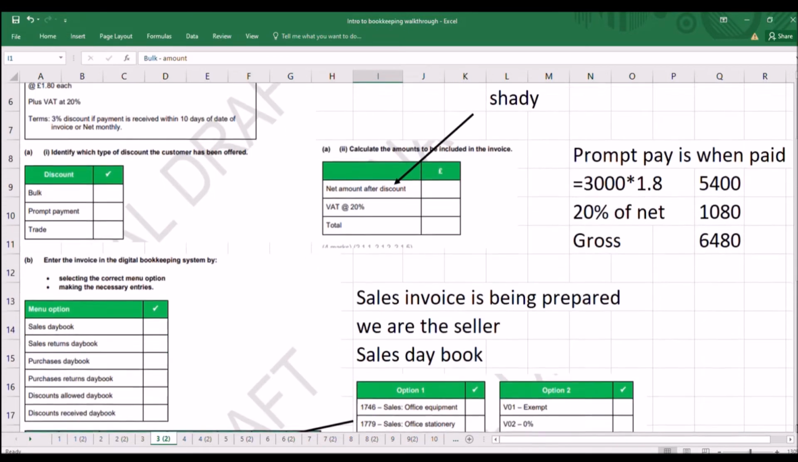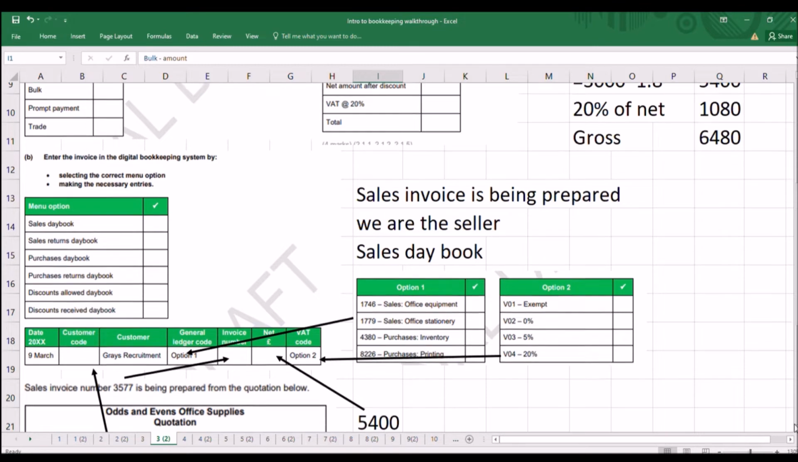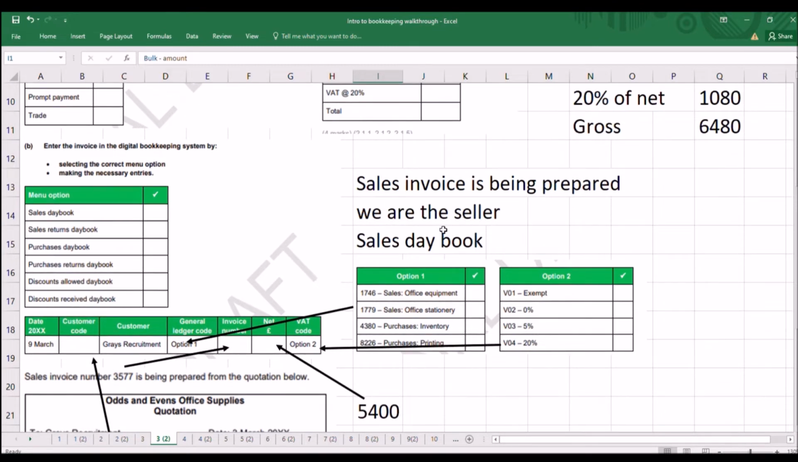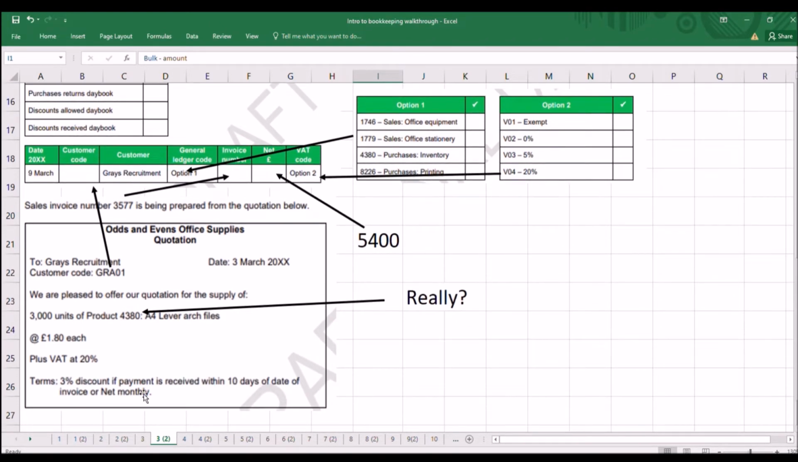Okay, next is to enter the invoice into the digital system by selecting the proper daybook. So this is a sales invoice, so we're going to the sales daybook. We're the seller, so it's going to go into the sales daybook. And then what we're going to enter: I've got the various bits of information in here. The customer code goes in here, GRA001. This invoice number is 3577. The net amount is 5,400 and the VAT is 20%.